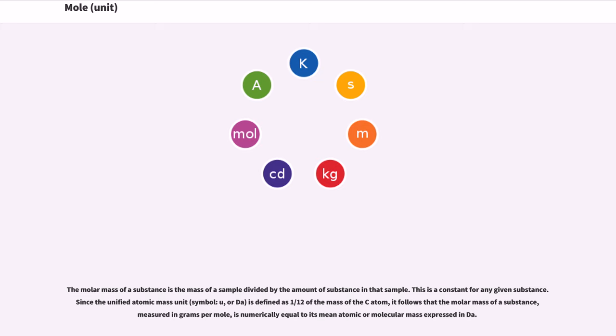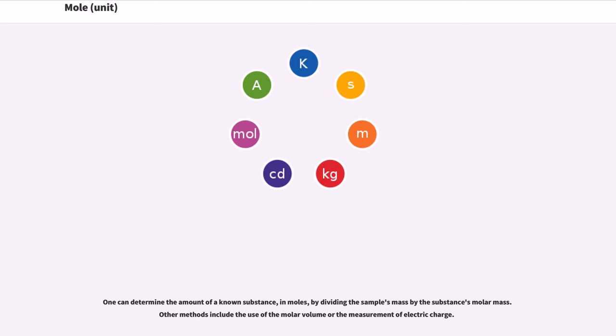The molar mass of a substance is the mass of a sample divided by the amount of substance in that sample. This is a constant for any given substance. Since the unified atomic mass unit, symbol u, or Da, is defined as 1/12th of the mass of the C-12 atom, it follows that the molar mass of a substance, measured in grams per mole, is numerically equal to its mean atomic or molecular mass expressed in the unified atomic mass unit. One can determine the amount of a known substance, in moles, by dividing the sample's mass by the substance's molar mass. Other methods include the use of the molar volume or the measurement of electric charge.